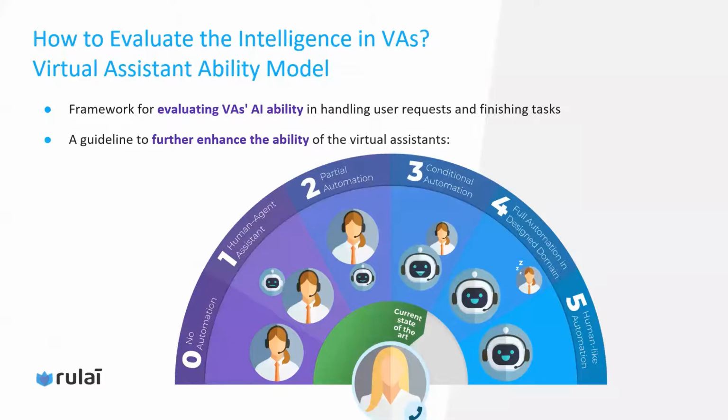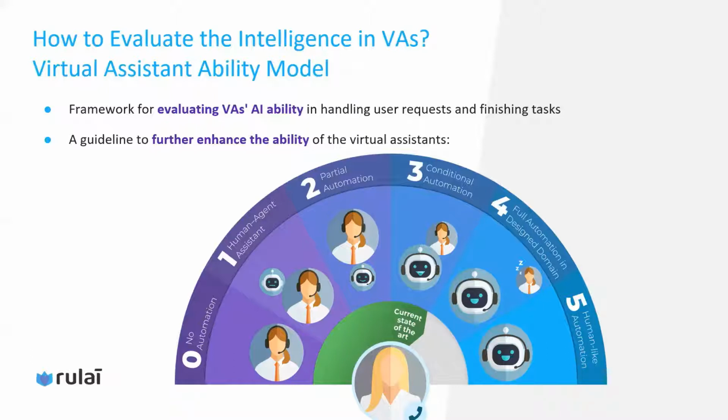So you may ask how to evaluate the intelligence, the smartness, in a virtual assistant. To help people evaluate a virtual assistant's AI ability, let me introduce the virtual assistant ability model. This model is very similar to the autonomous driving car's 5 levels. Not surprising, because an autonomous driving car is a special virtual assistant. In level 1, we have virtual assistants that provide help to human agents in the contact center. It's called human agent assist.